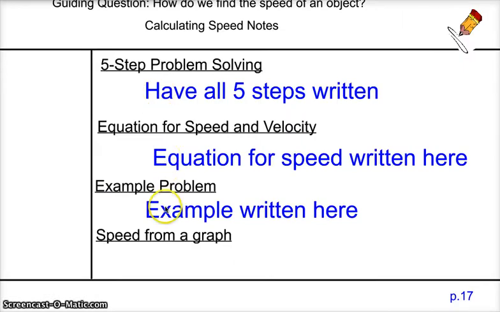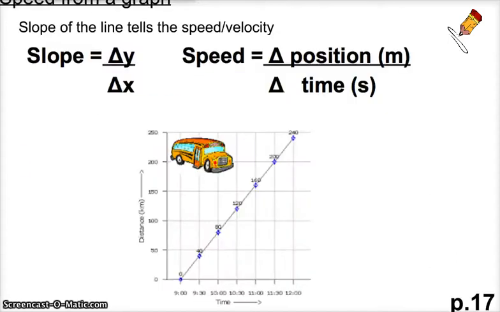Okay, so now you've done your example problem, and your example has been written here. So now get a new heading, speed from a graph, and we are going to find out how we can find speed from a graph. So, as you learned from other lessons, the slope of the line basically told you the speed. If it was a steep line, then it was faster than a flat line.